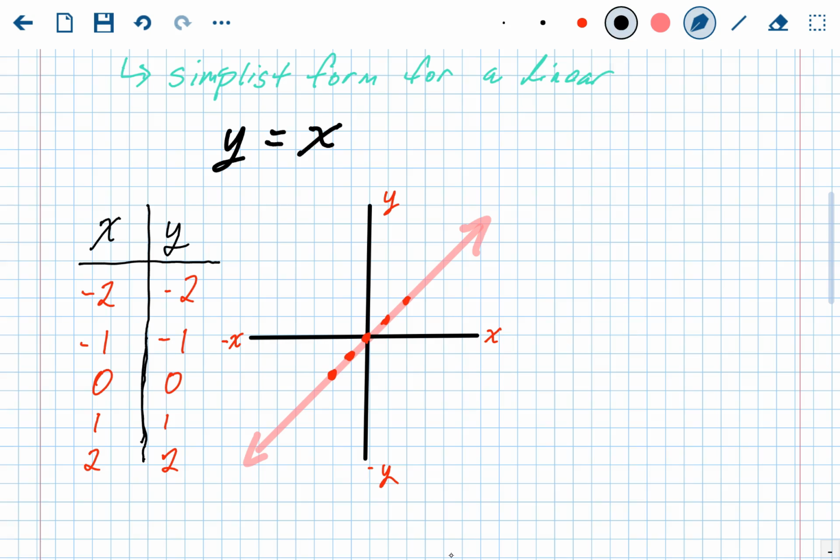Now again, when we go through the parent functions, we're always going to describe the graph in these four manners. We're going to state what the parent function is. We are going to state what the shape of the graph is. We're going to state the domain and the range. And we're going to do this for the other two functions that we introduce throughout the year.